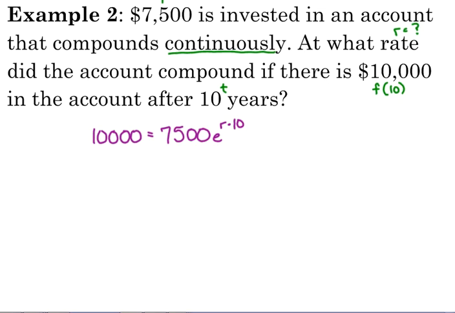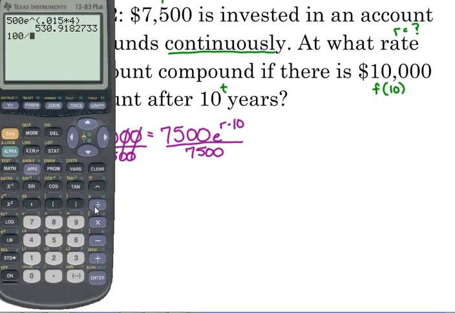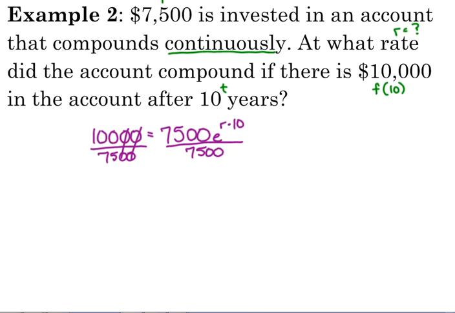So we're solving for R. R is stuck in our exponent. What should we do first? Divide by the 7,500. We get rid of anything around our exponential before we can get into that exponent. So let's see here. Cancel the zeros. 100 over 75. I like fractions. 4 over 3. 4 over 3 is equal to e to the, I don't like R times 10. I'd rather write that as 10R.